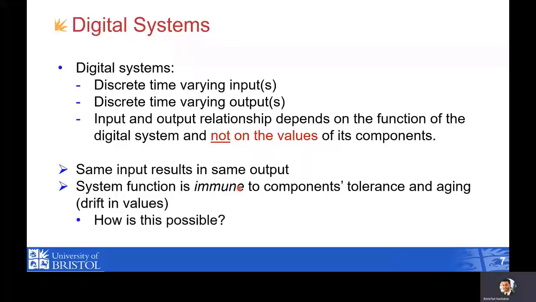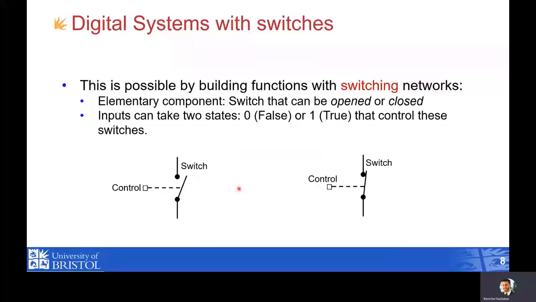Now, you may be wondering how this is possible. Well, let's consider the example of this switch. Now, in this diagram, what you see is a simple switch along with a control. The way to create a digital system is by building it with switching networks.